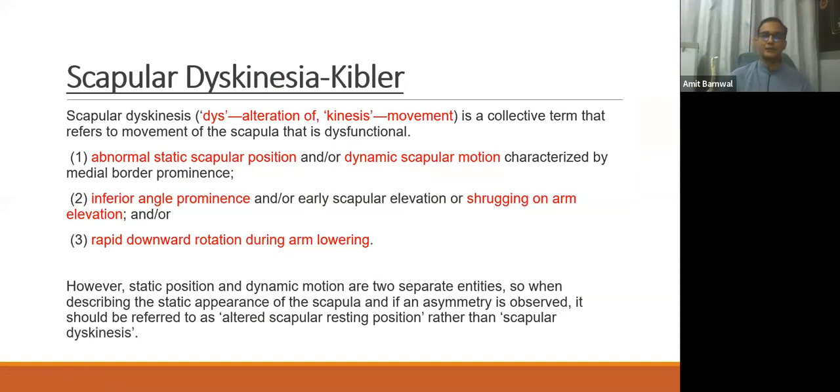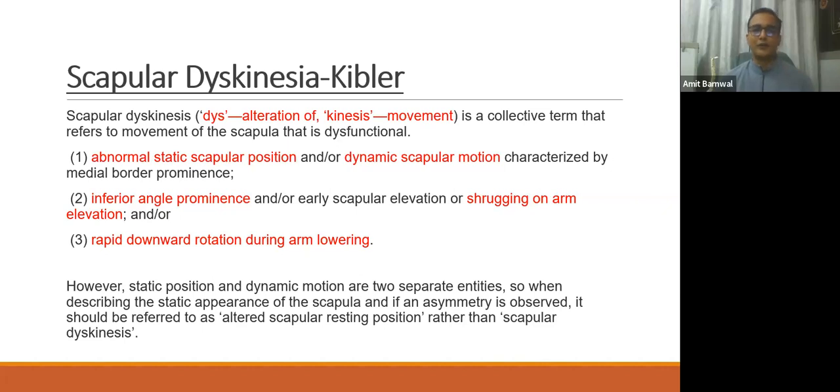So scapular dyskinesia was coined by Kibler. Dys stands for alteration, and kinesis stands for the movement of the scapula. It is basically an alteration of movement or malfunctioning of the scapula that we get in a resting position of the scapula, or in a dynamic motion of the scapula.